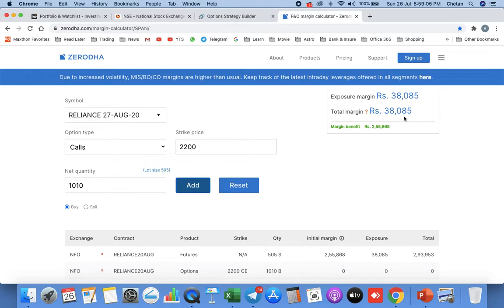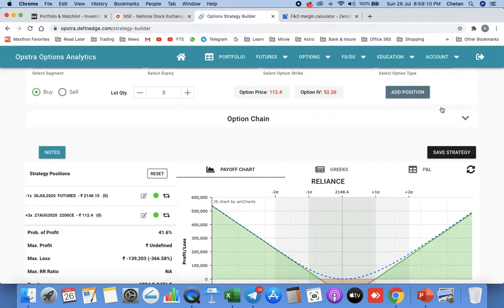Okay, so the risk is only 38,000 rupees margin, with unlimited profit on the upside. If you are bullish, assume you are completely bullish and you expect Reliance to go to 3,000 or 5,000 levels in August expiry, then you can go for this strategy.